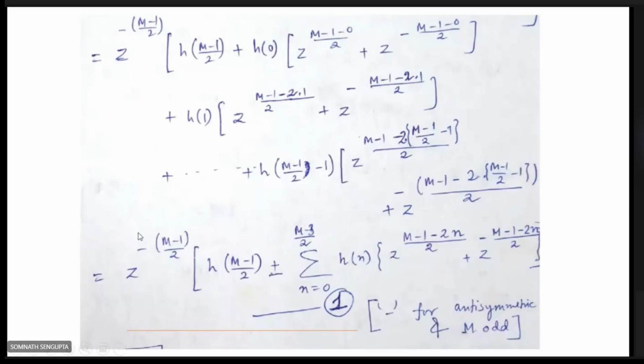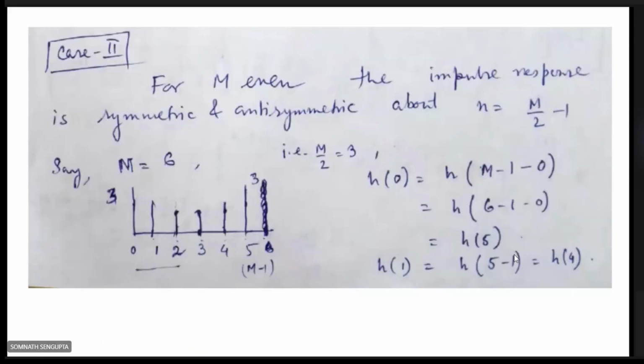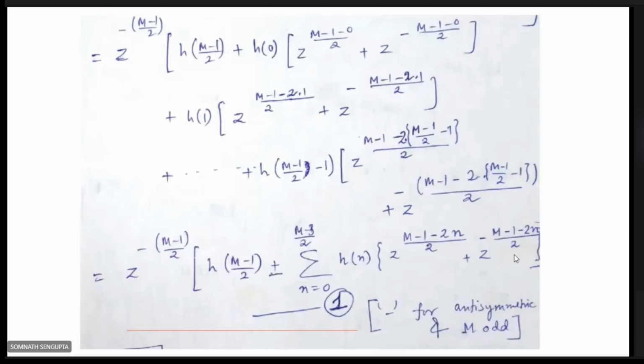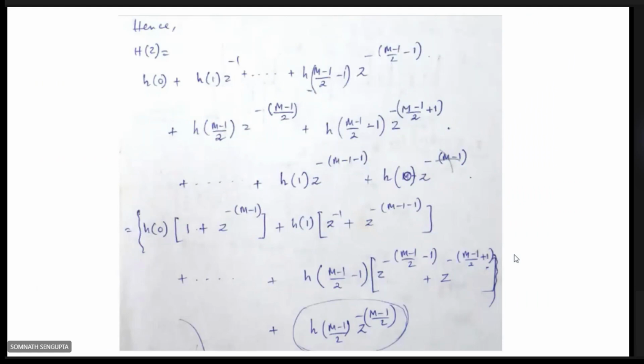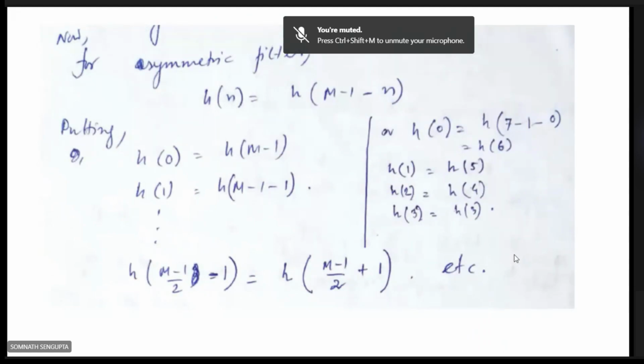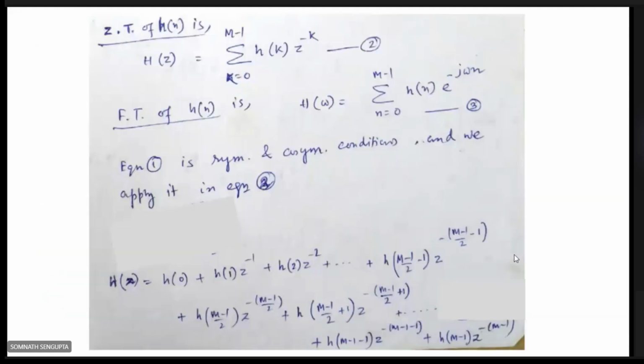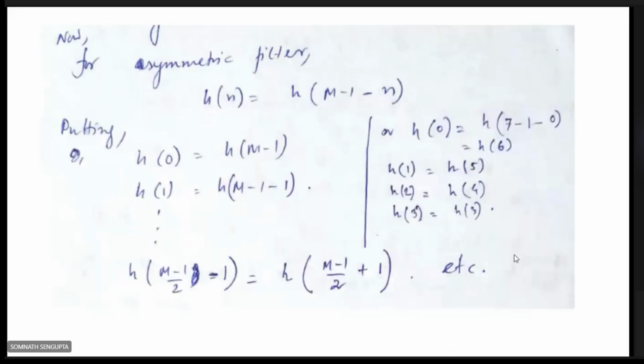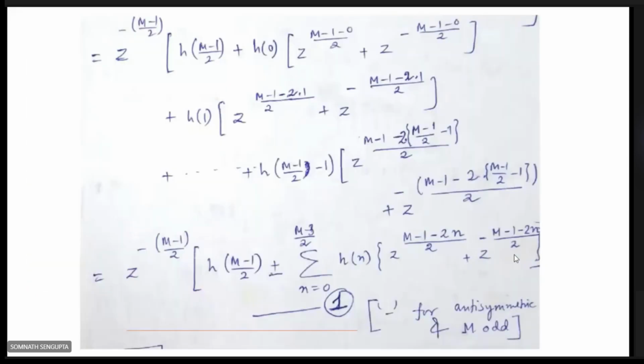So z to the power minus m minus 1 by 2, h of m minus 1 by 2, and n equal to 0 to m minus 3 by 2, and hn into this. So this is the antisymmetric for m odd case. There should be symmetric also. So here for the symmetric filter, the derivation should be there, I think. Later on maybe it is given.